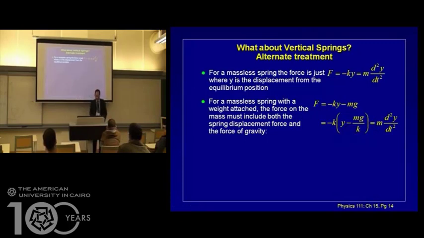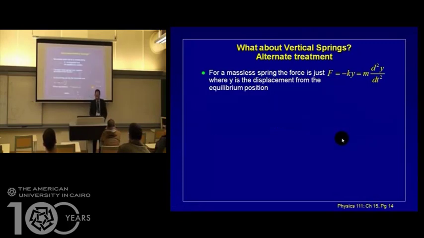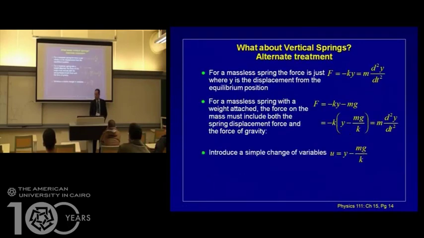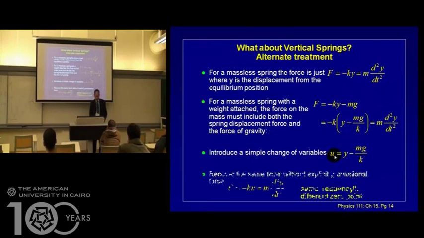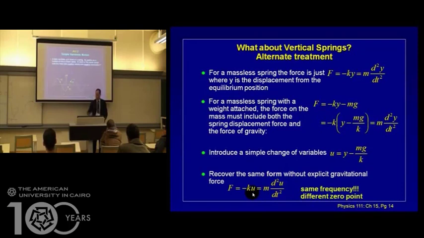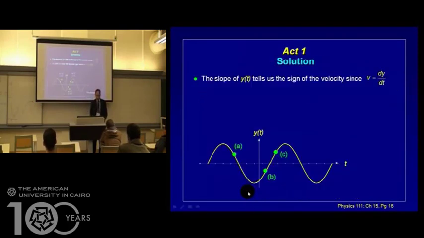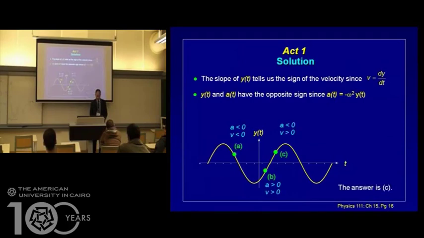Minus k, oops. I'm going to call it u in here. I will call it u. So then you get minus k u equal to m times d2u by dt squared. Again, that's the same differential equation. If you solve that differential equation, you get the same solution.